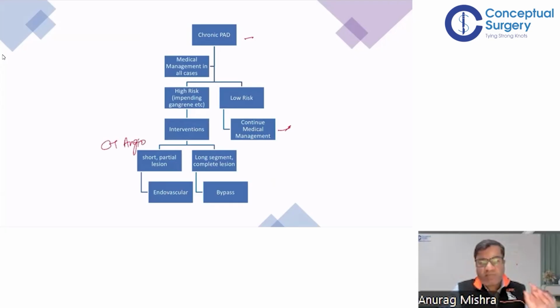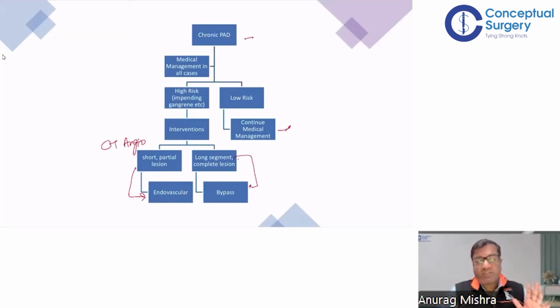You see if the block or the level is a single block, it's a partial lesion, a partial narrowing, and it is a short segment, then typically these are good candidates for endovascular management. So big vessel, small block, partial block, endovascular management is very good. Long segment, complete lesions, complete block, multiple blocks, then generally bypasses are the treatment.